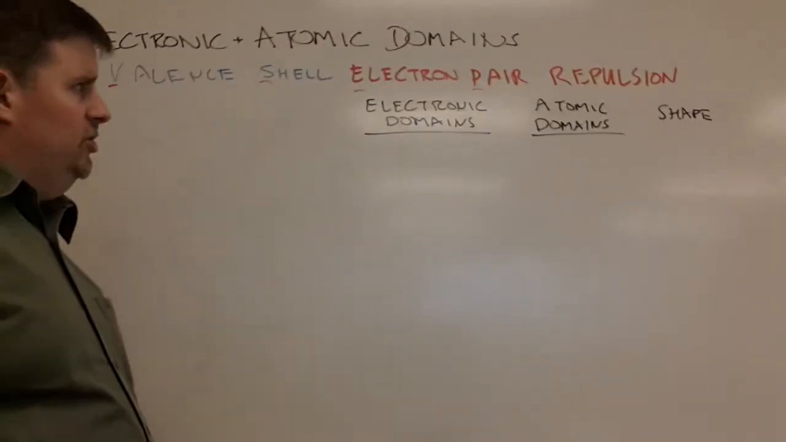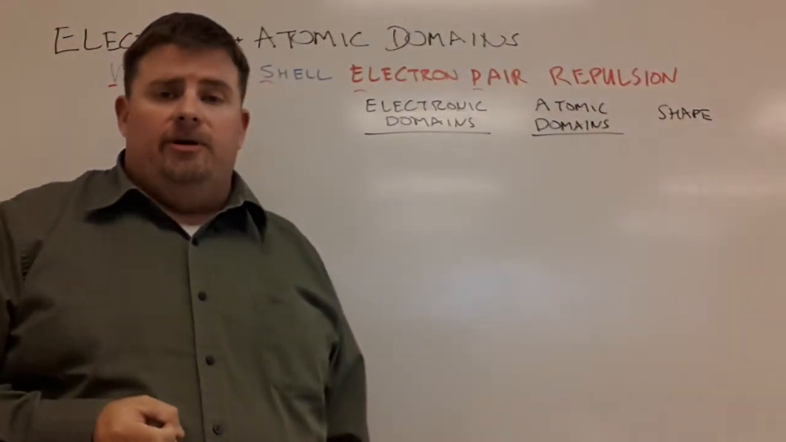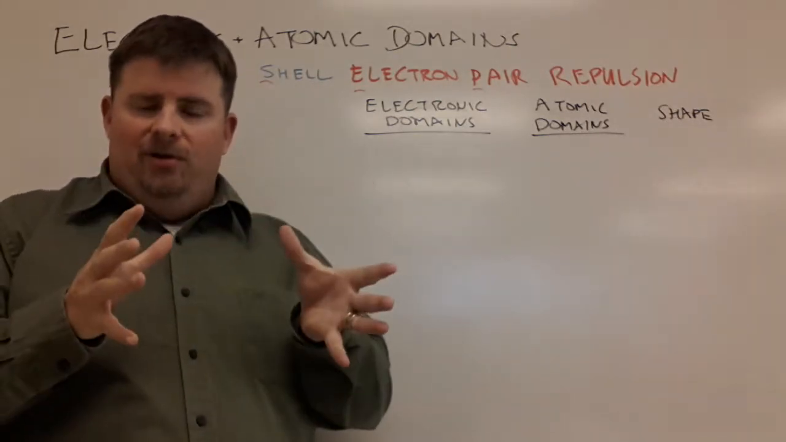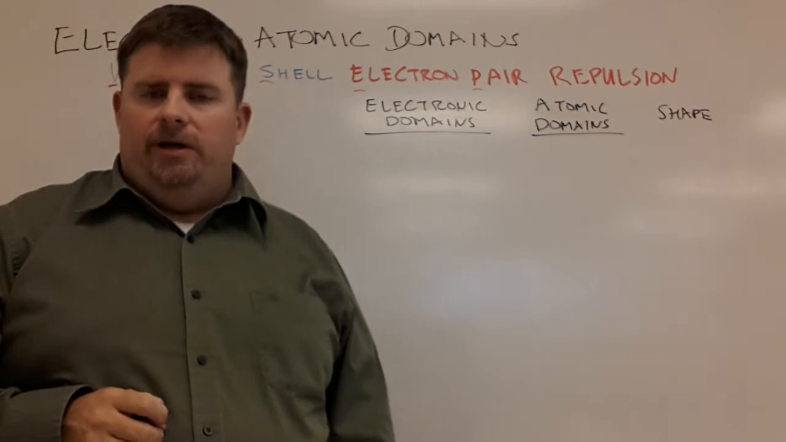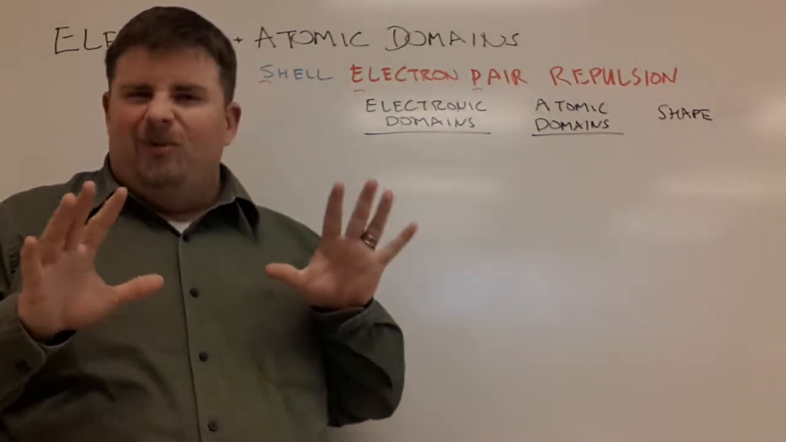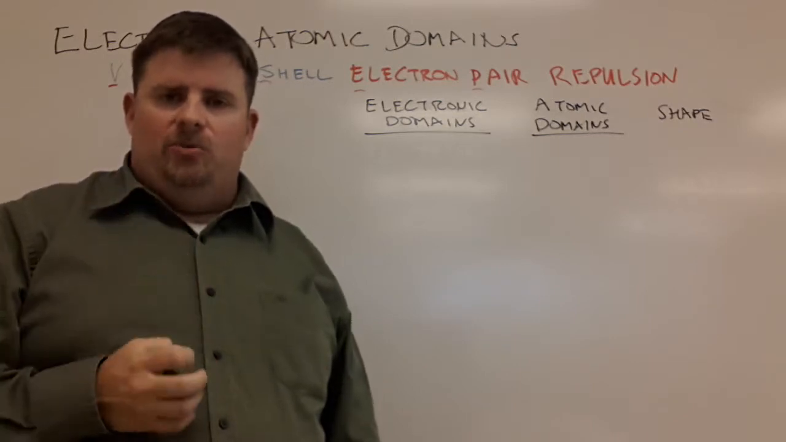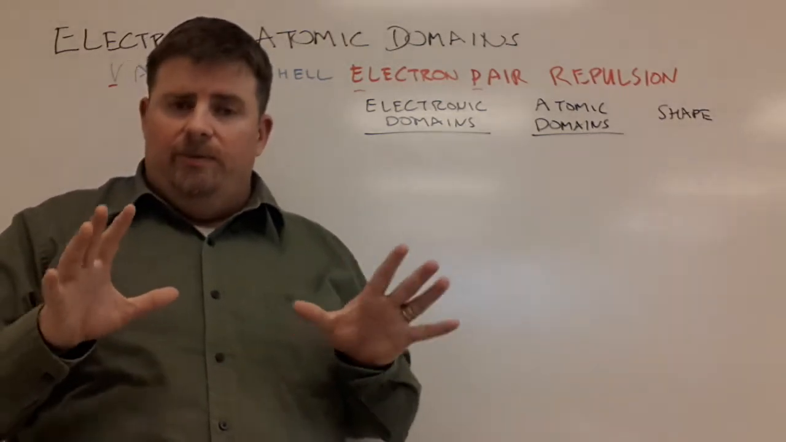So in this particular discussion, we're going to be talking about electronic and atomic domains. What this does is it has to do with the determination of shape around a central atom. Not a whole molecule for the most part, but around a particular central atom, and see what the shape is around there. We can start with the things that are a little bit basic.